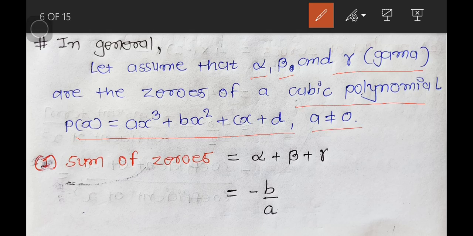So here is the relationship between coefficients and zeros. The sum of zeros, alpha plus beta plus gamma, is minus b by a, that is the coefficient of x square divided by the coefficient of x cube, with a minus sign. So this is the first relationship between zeros and coefficients, that is the sum of zeros is equal to minus the coefficient of x square divided by the coefficient of x cube, that is minus b by a.